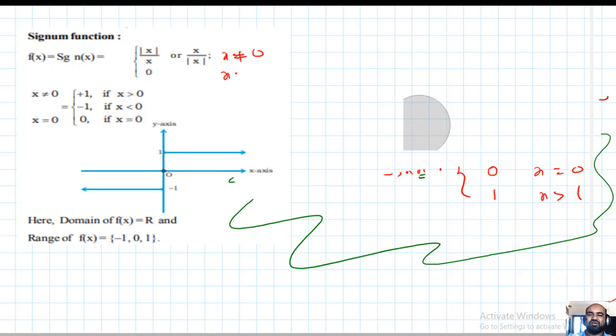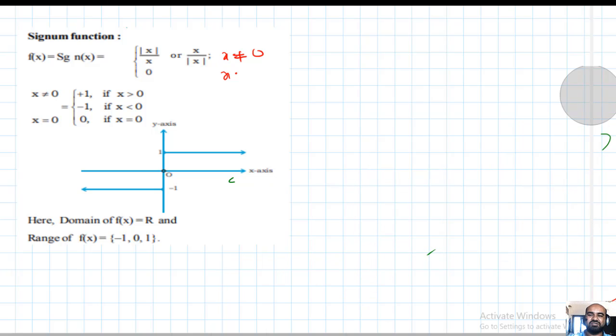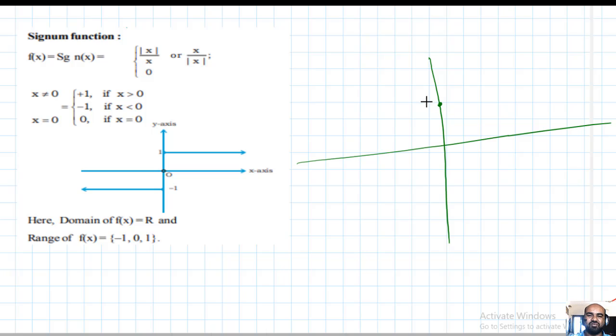So I want to draw a graph of this. Students, listen. The graph is already given here. How to remember, that is important. This is the y-axis, this is the x-axis. Okay, students. Here 1, here minus 1. X is 0, y is 0. 0 comma 0. I can say 0 comma 0 here only, no?